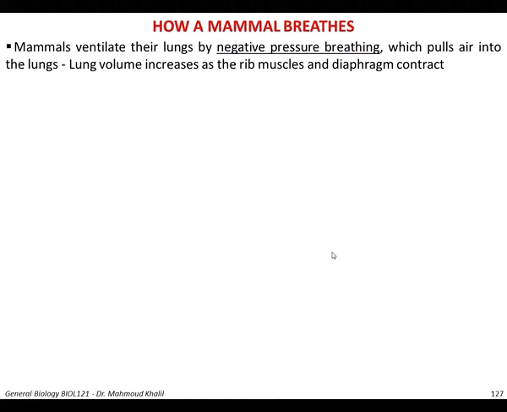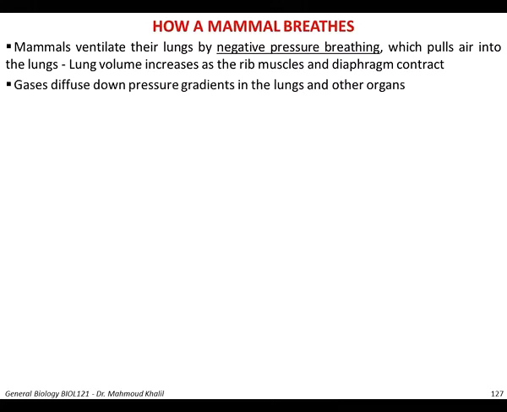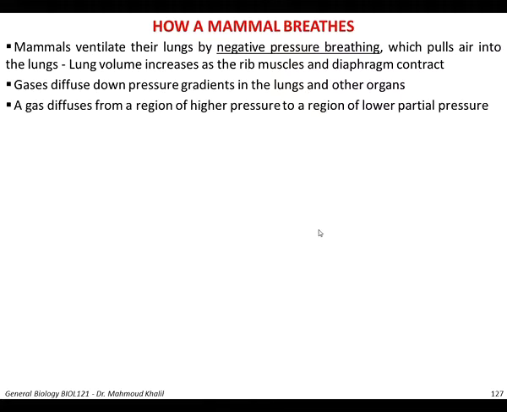Mammals ventilate their lungs by negative pressure breathing. This negative pressure breathing actually pulls air into the lung. So the lung volume increases as the rib muscles and diaphragm contract, and gas is diffused down a pressure gradient. What's the meaning of down a pressure gradient? That means from high to low pressure in the lungs and the other organs. A gas diffuses from a region of higher pressure to a region of lower pressure. That's the meaning of down a pressure gradient.